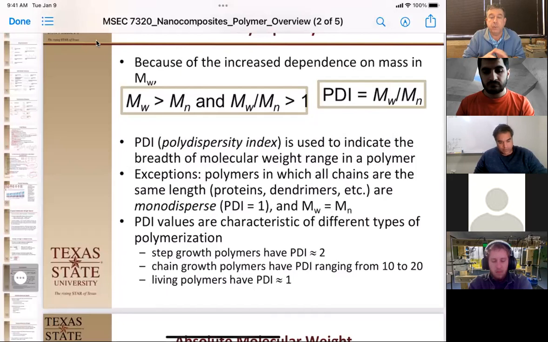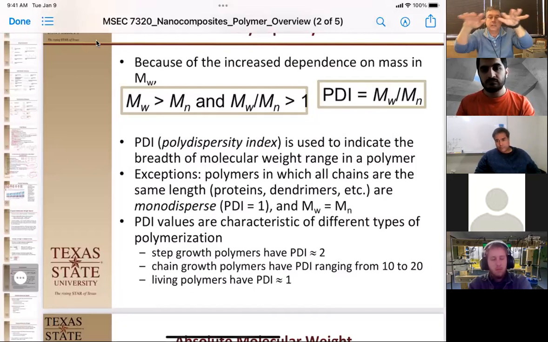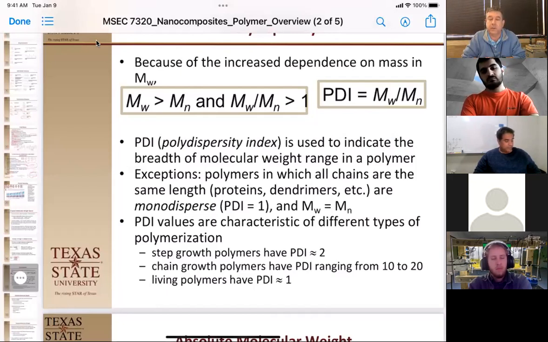Now, for step growth polymers, it's pretty common to have a polydispersity of 2. If you think about it, you are adding monomers, and then those are combining and combining and combining. Statistically, it turns out that about half of them are a little bit bigger than the other half, and so our polydispersity usually runs right around 2. Chain growth polymers can actually have really big polydispersities. You can have 1,000,000 and 500,000, depending on when the chain started growing.